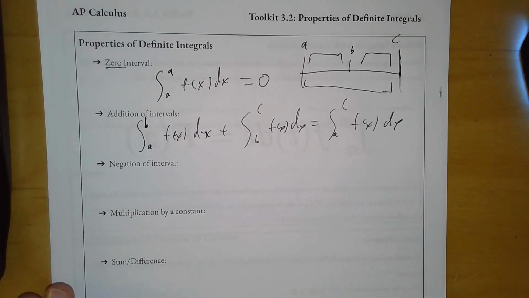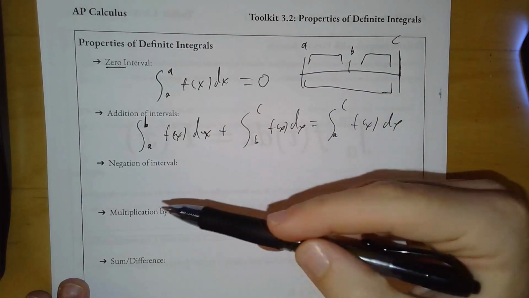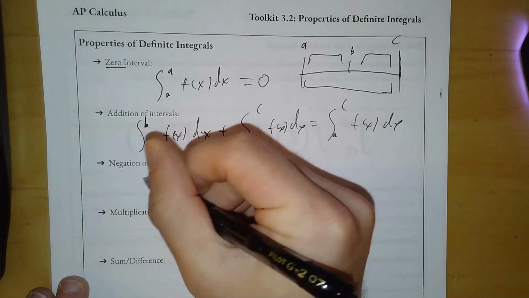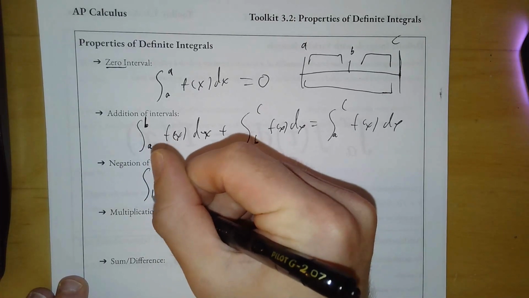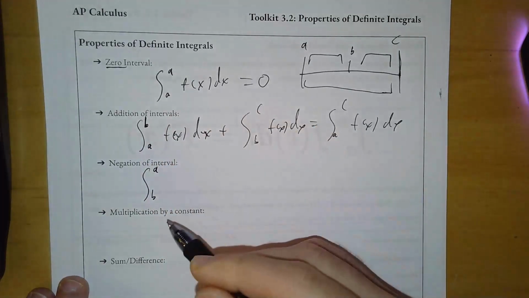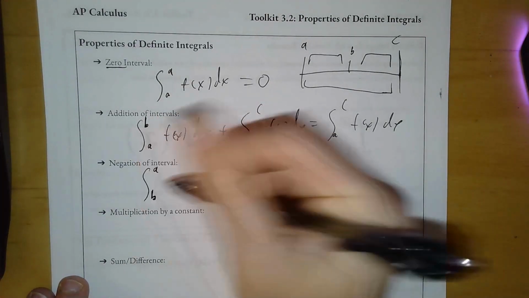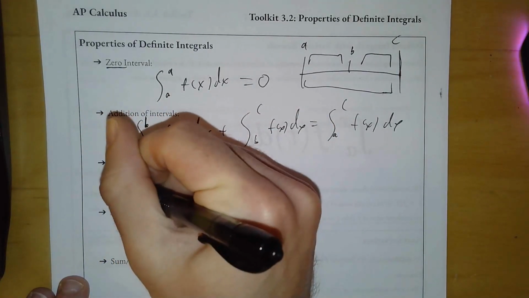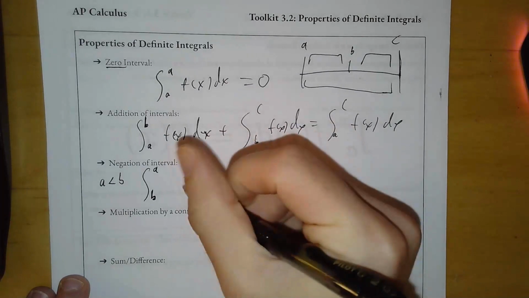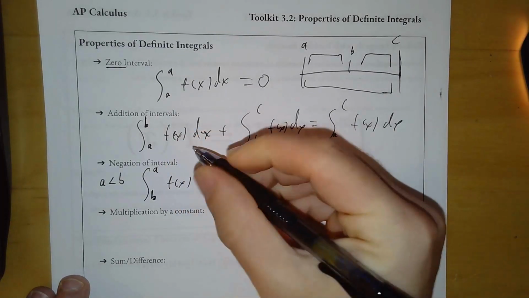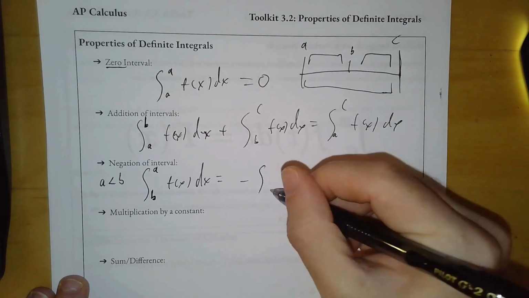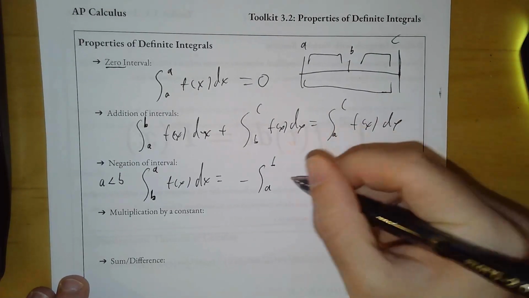Negation of interval. This one's also very, very important. This one says that if you have an integral written, quote, the wrong way around, meaning the big number on the bottom and the small number on top, because a needs to be less than b, that's the way we write it, then the integral from b to a of some f of x dx can be rewritten as the negative integral from a to b of f of x dx.